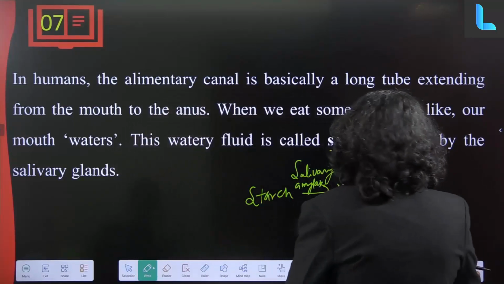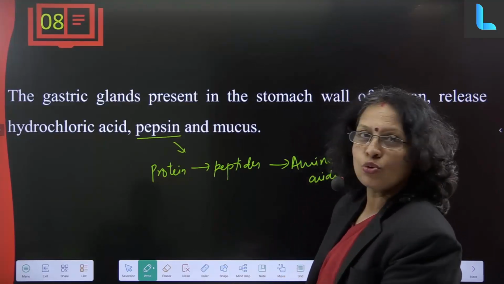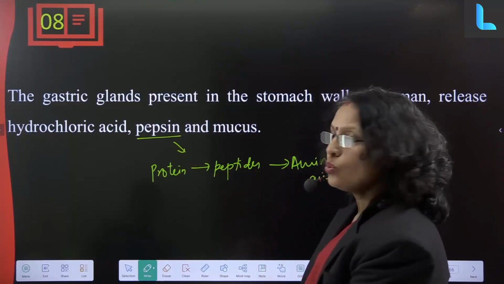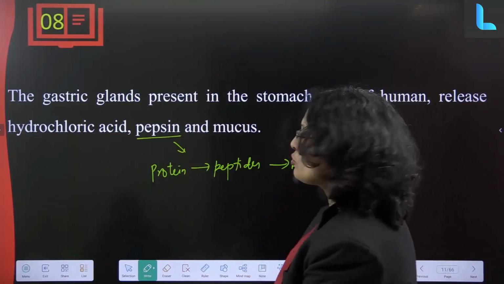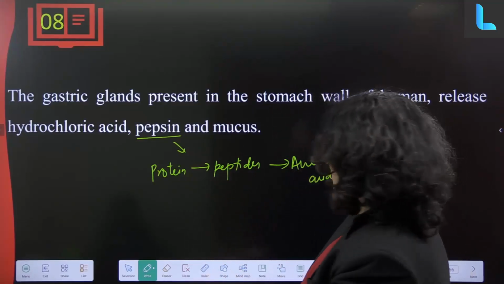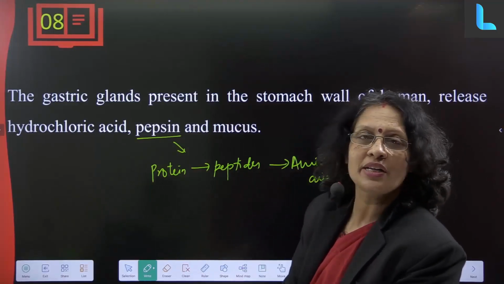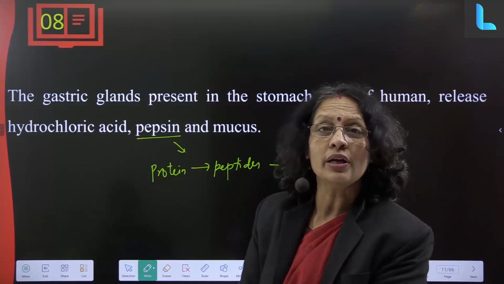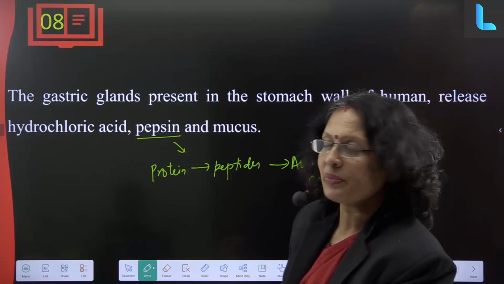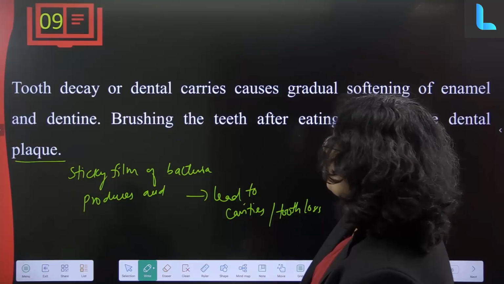The gastric glands present in the stomach wall of humans release hydrochloric acid, which also helps in breaking down food further, and pepsin and mucus. So what is the role of pepsin? Pepsin is also a kind of enzyme which breaks protein. Protein is also a very complex molecule. Amino acids are smaller molecules which combine to give peptides, and peptides convert into protein of very high molecular weight. Pepsin breaks protein into simpler peptides, and peptides are broken further into smaller molecules known as amino acids.